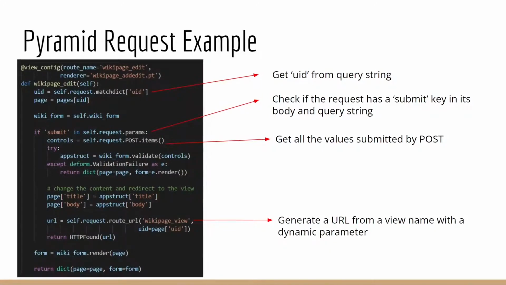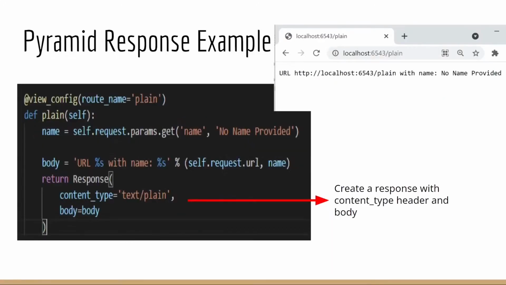How about response? Pyramid returns a response to the client through a view. In this example, a request is passed into the view. It sends a response back with a string containing the request URL plus a name given by the user. In case no name is given, "no name provided" is returned. You can instantiate the response object and pass in the content type, which is text in this scenario, and the response body.